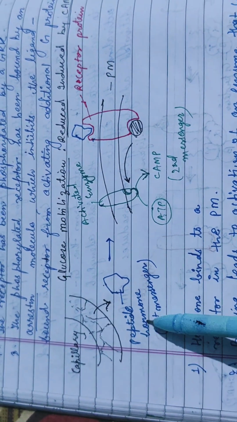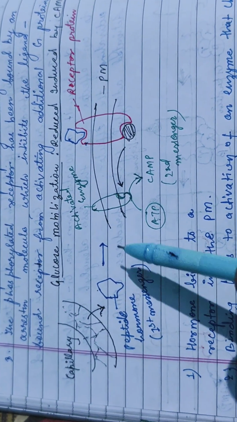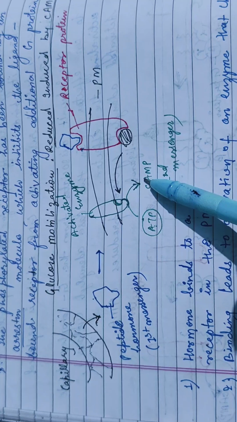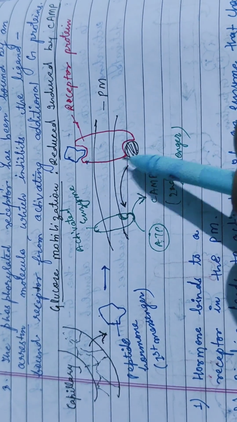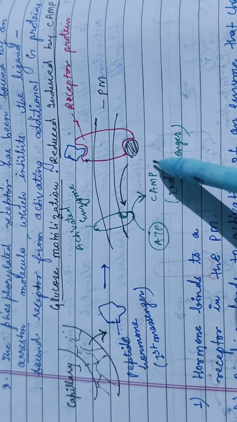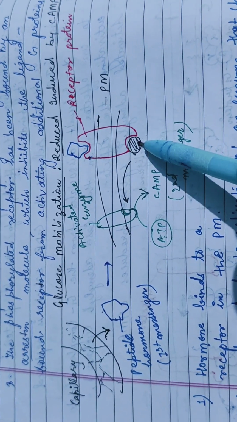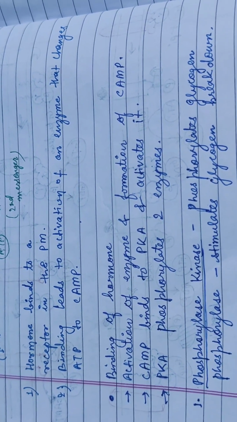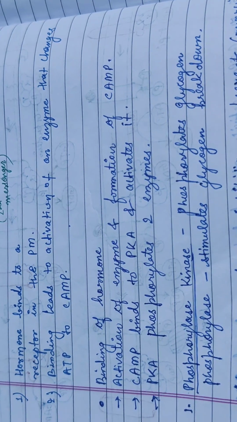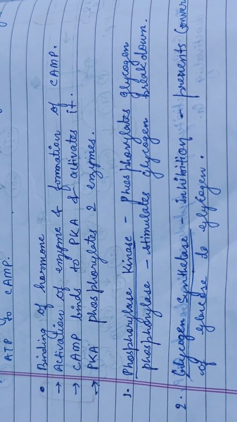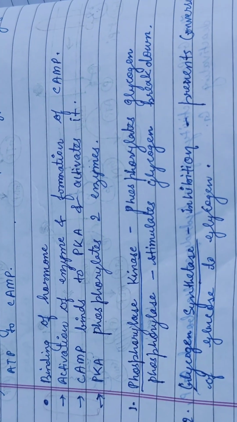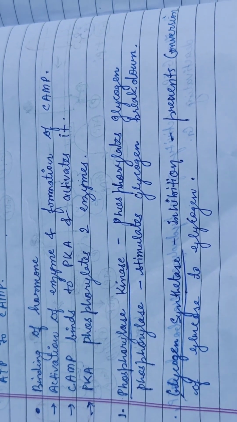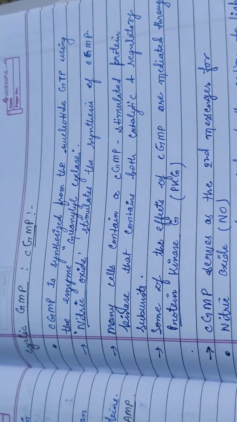In this figure, there is a capillary and a peptide hormone, which acts as a first messenger. The activated enzyme converts ATP to cyclic AMP, and the receptor protein binds to the peptide hormone, and the ligands are attached to it. Here are the descriptive steps: the hormone binds to a receptor in the plasma membrane, and binding leads to activation of an enzyme that changes ATP to cAMP. Then phosphorylase kinase phosphorylates glycogen phosphorylase, which stimulates glycogen breakdown, and glycogen synthase inhibition prevents conversion of glucose to glycogen.